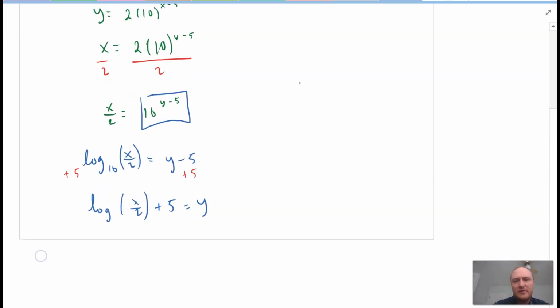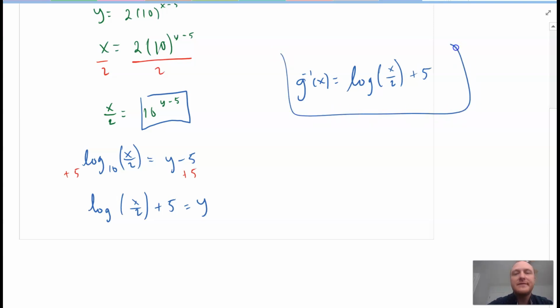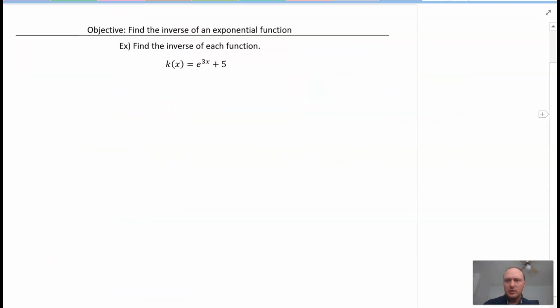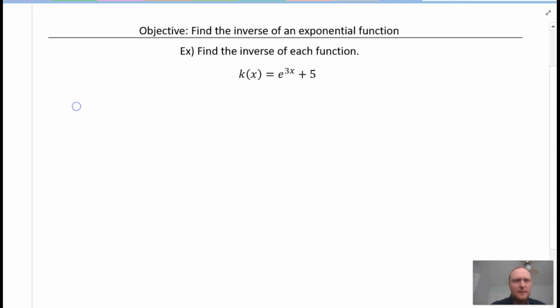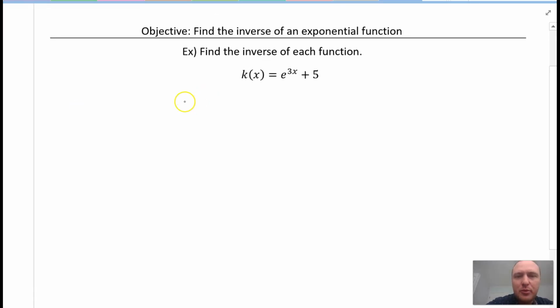Okay, so our inverse function, g inverse of x, is equal to log of x over 2, or 1/2 x, plus 5. And there is your inverse function. Pretty straightforward, right? Okay, I have one more to show you. Okay, so here is the next example. And these are just as simple as the ones before.